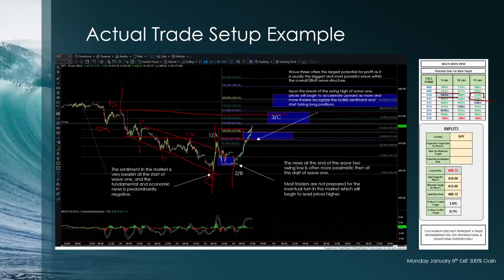But if we have an ending diagonal setup, we can give a little bit more leeway to the trade, as we know that once an ending diagonal confirms that it has reversed, we very often will see a move back to the origination point of that ending diagonal. So these are very highly reliable setups that we're always on the lookout for when trading options.